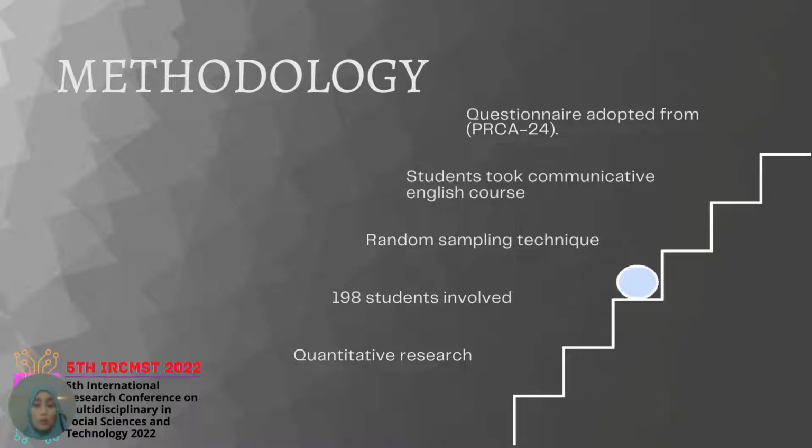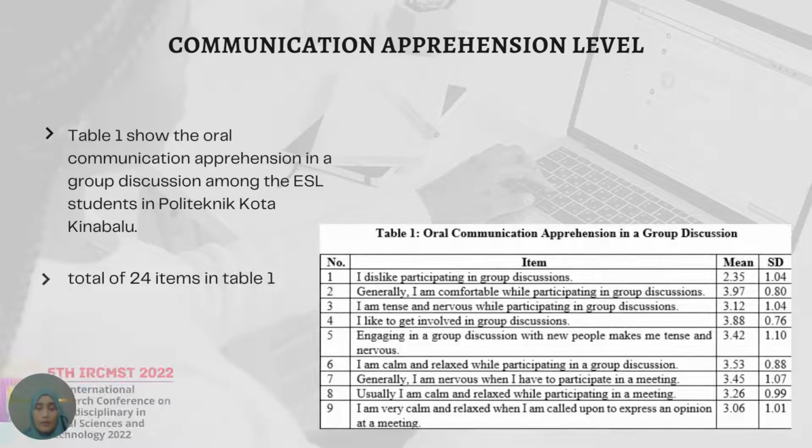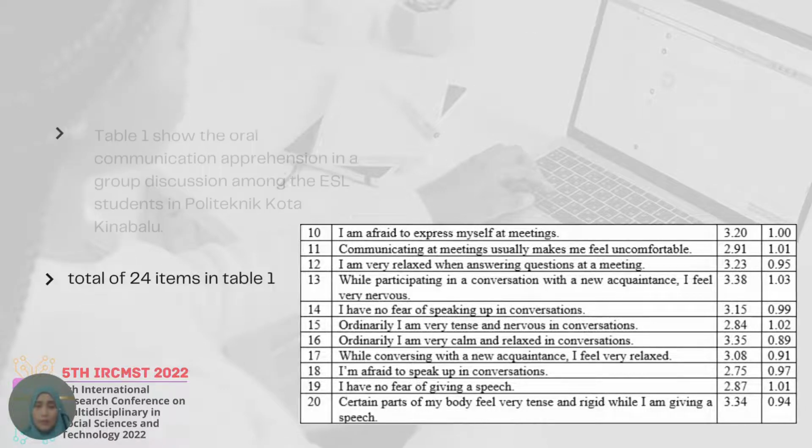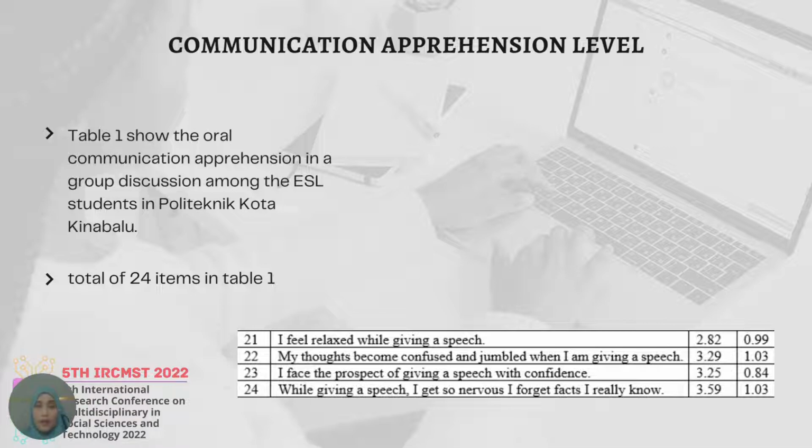The questionnaire was distributed using Google Form, and the data obtained were analyzed using SPSS 26 and presented in mean and standard deviation. Next, we will look into the result and findings. So Table 1 showed the oral communication apprehension in a group discussion among the ESL students in Politeknik Kota Kinabalu. Basically, in Table 1, there are 24 statements that are used in the questionnaire, and it contains statements that concern the feelings of the respondents when they participated in group discussion. So in this slide, we can see item number 1 until 9. Next, we'll have item number 10 until item number 20. And finally, item 21 until 24.